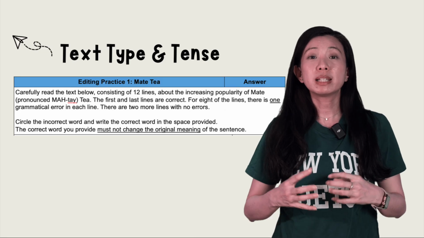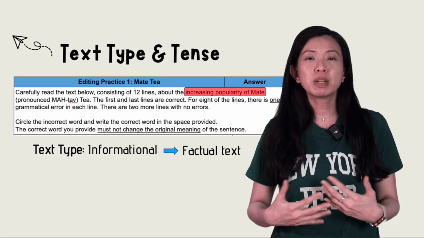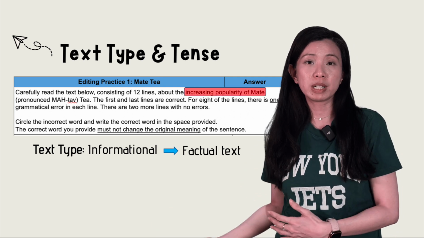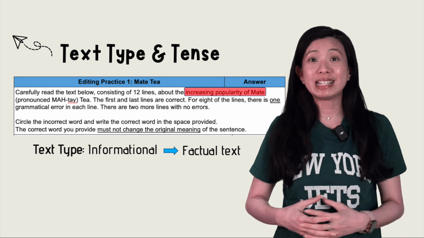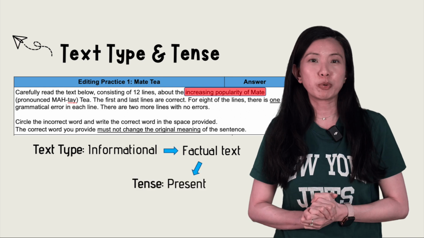Now this text type is an informational text. It is a factual text because it tells us some information about the rising popularity of this particular tea called mate tea. And factual texts giving us facts about certain things are usually in the present tense.